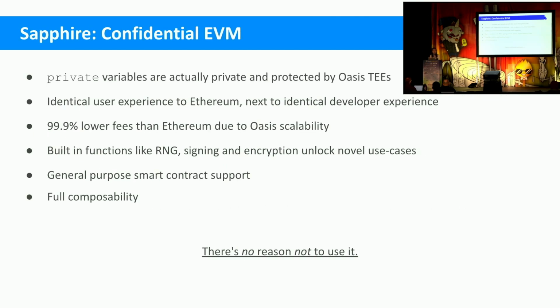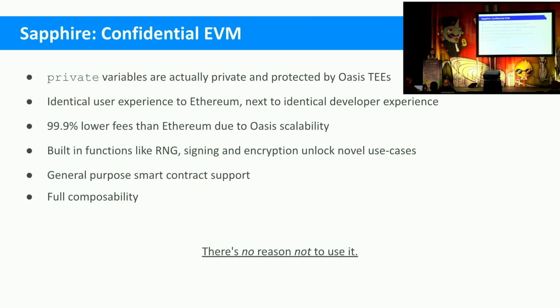So let's talk about Sapphire, the engine behind this confidential EVM runtime. First, private variables get to be actually private and protected by trusted execution environments, which is the confidential compute technology we're using for the Oasis network currently. The smart contract gets to see the state, and the smart contract gets to configure who else can see that state.